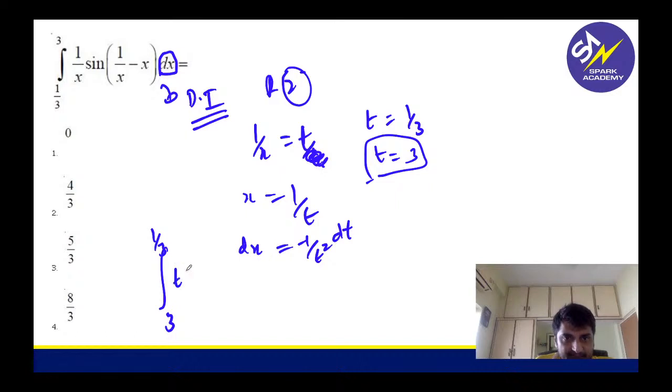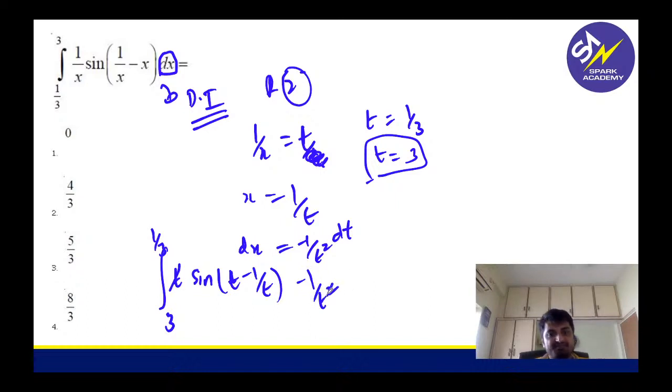1 by x is nothing but t. So sine of 1 by x is nothing but t, minus 1 by t. dx will be minus 1 by t square, something of this sort. t will get cancelled. dt I'm getting. Correct? So this is what I will get basically.